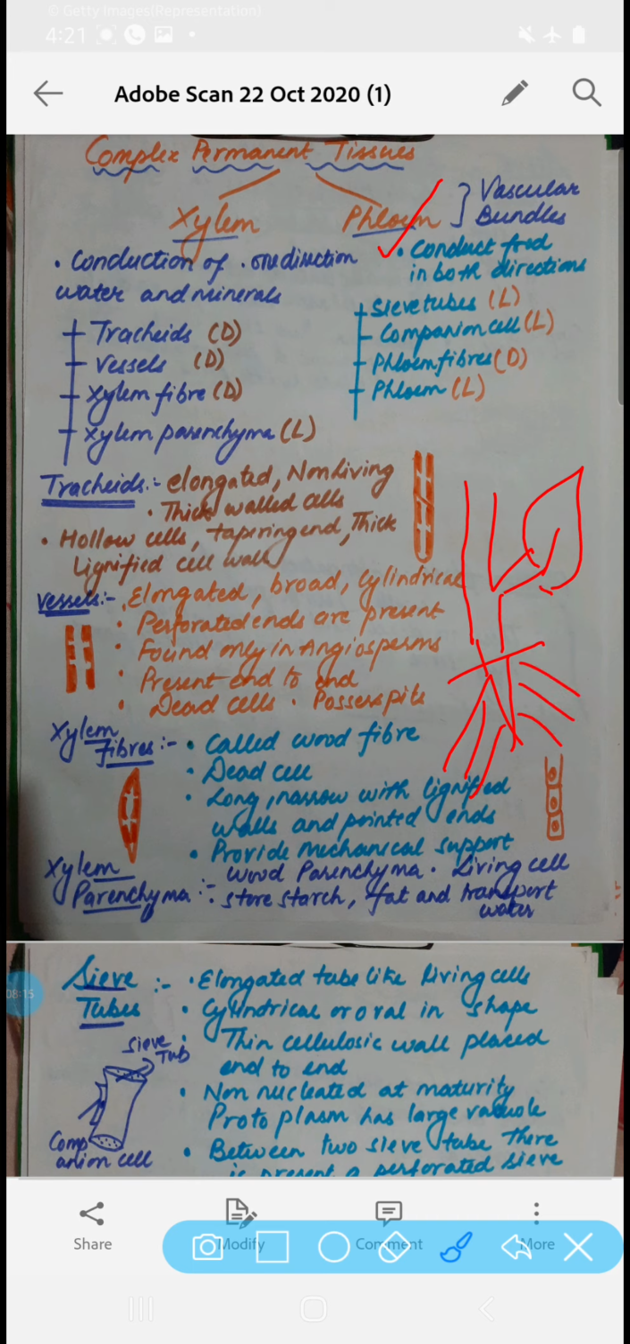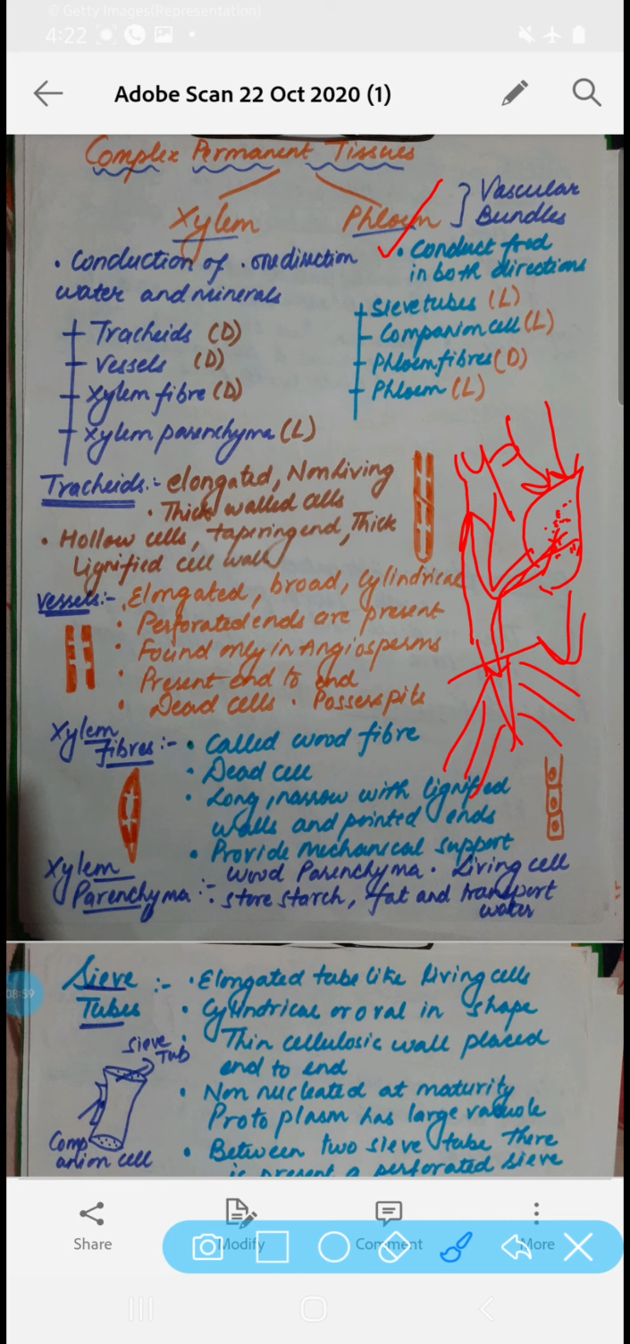Xylem transports water and minerals to the leaves for photosynthesis. Here photosynthesis happened and food was prepared. As soon as food is prepared, the prepared food has to be supplied to all parts of the plant, because each part has to perform its activity. Each part of the plant requires energy, it requires food. So the food which is manufactured in the leaf is transported in both directions. It means upward and downward.